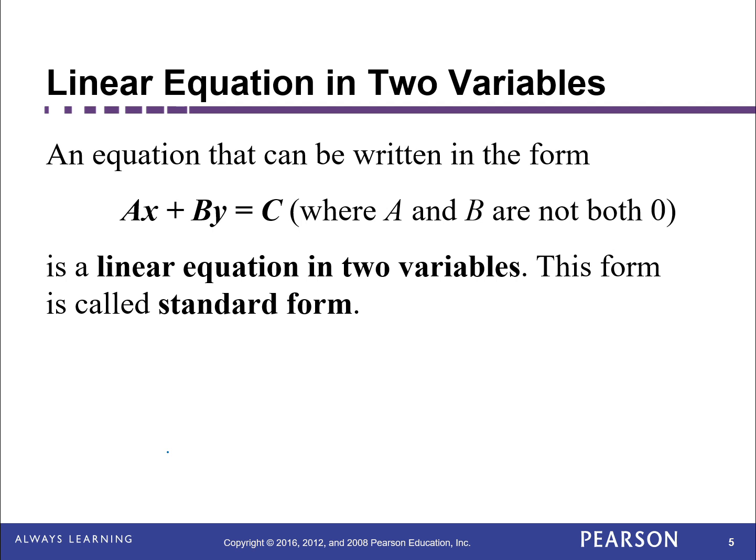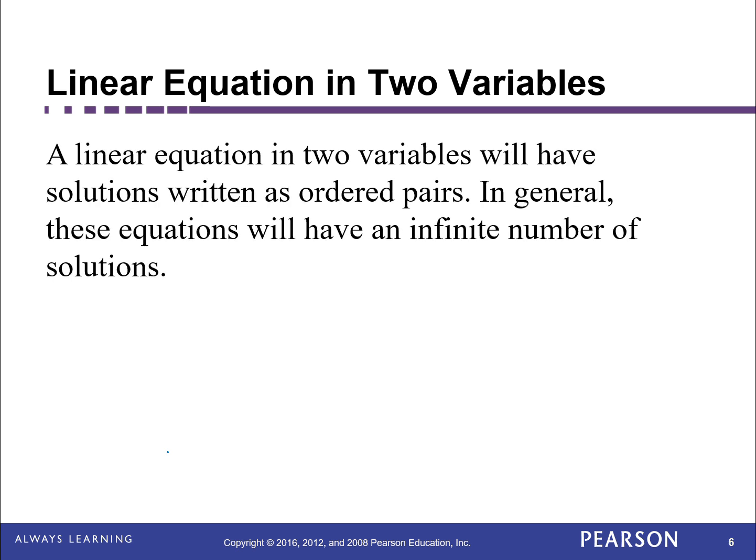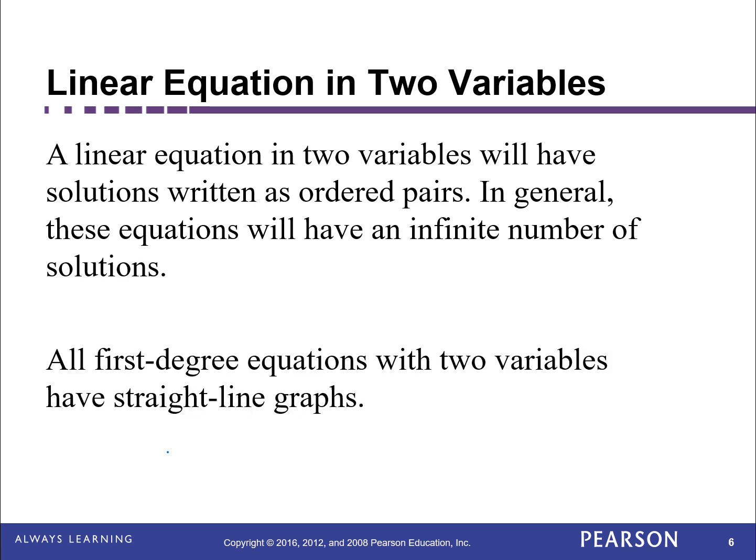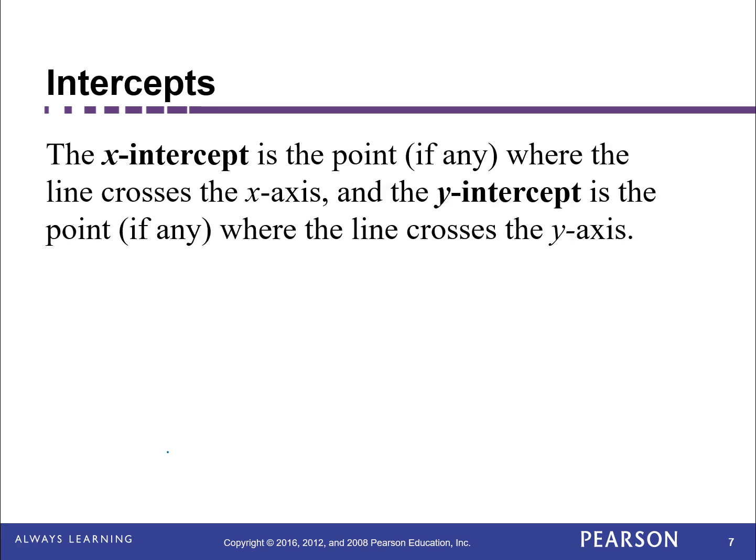Let's look at the linear equation in two variables. An equation that can be written in the form ax plus by equals c, where a and b are not both 0, is a linear equation in two variables. This form is called the standard form. A linear equation in two variables will have solutions written as ordered pairs. In general, these equations will have an infinite number of solutions. All first-degree equations with two variables have straight line graphs.